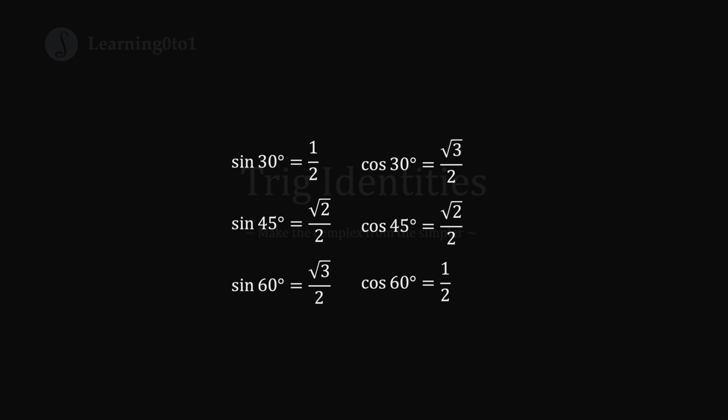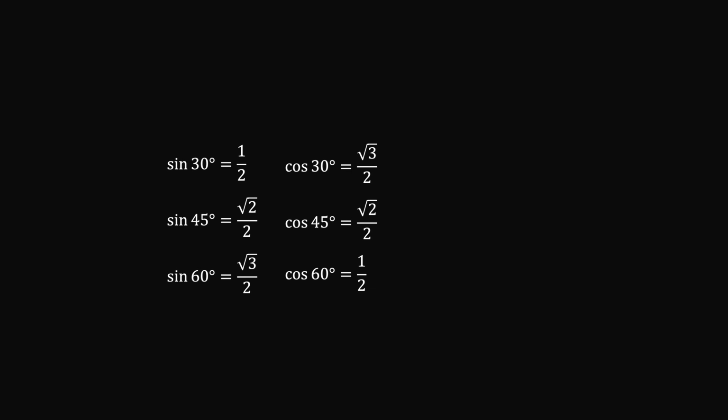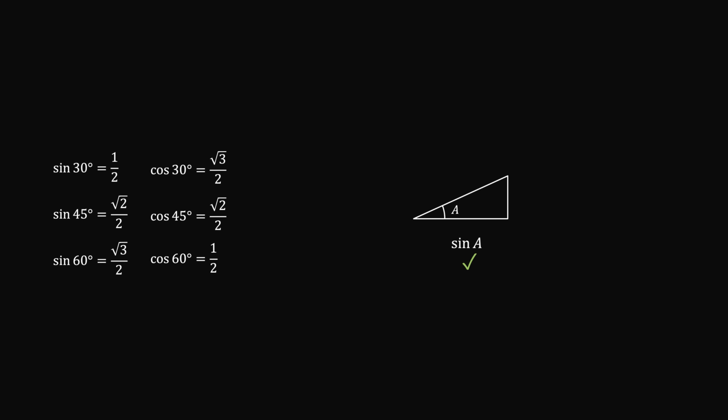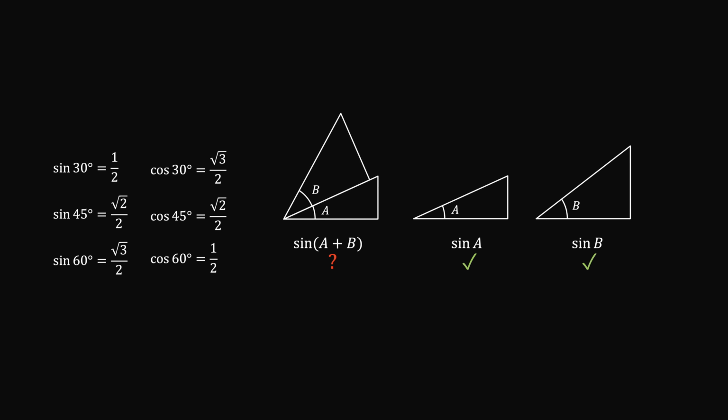So we have a few sines and cosines for some special angles. Now the question is, if we know sine A and sine B, can we know sine A plus B? Because if we do, then we can find out the sine of 75, which is made of 30 and 45. It's like having 2 and 3, we know 2 plus 3 is 5. So would sine A plus B equal sine A plus sine B?